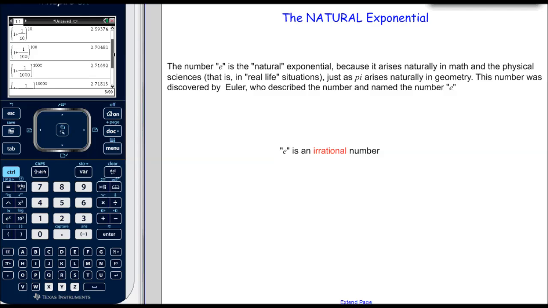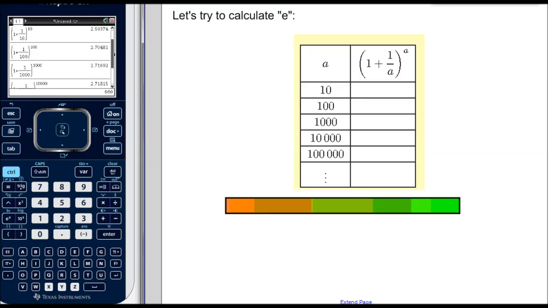So this number was discovered by Euler, hence the letter e, and it is an irrational number, just like pi is. So remember, pi doesn't end. That decimal goes on forever and ever, and we can't write it as a fraction. Yeah, we can write a fraction that gets very close to estimating the value of it, but it's not the actual value of it. And e is similar. It's a decimal that goes on forever. It doesn't repeat, and there's just no way we can write it as a fraction. So it's an irrational number.